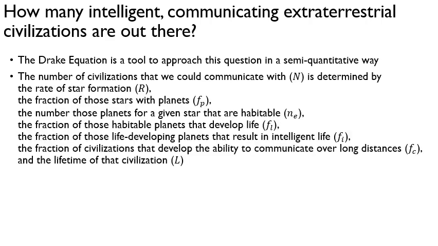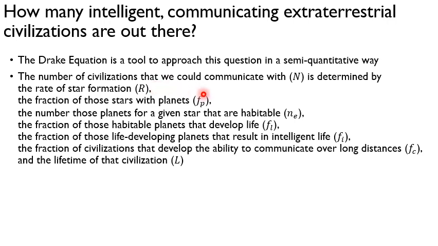Now, this is probably an overly simplified way to look at it. There's a lot of complicated things involving life developing in the universe, as we've talked about in the past. But if we want to make the problem as simple as possible, then the number of civilizations that we could communicate with is going to be determined by the rate of star formation. So, you need stars to have civilizations.